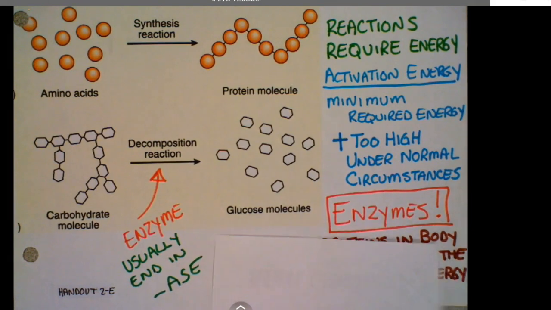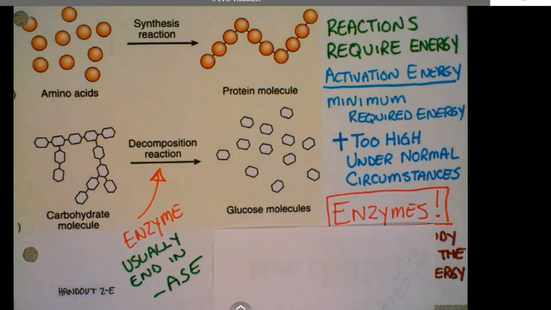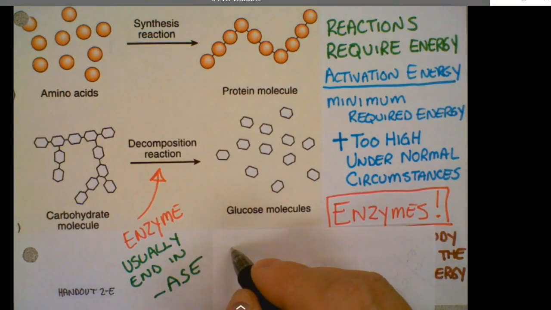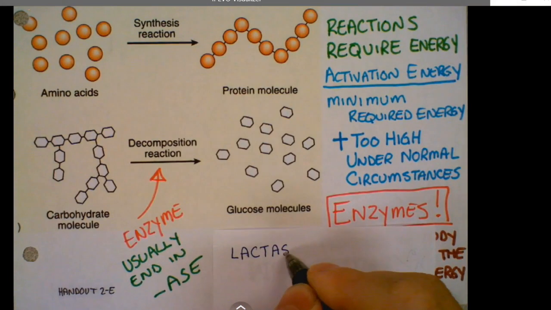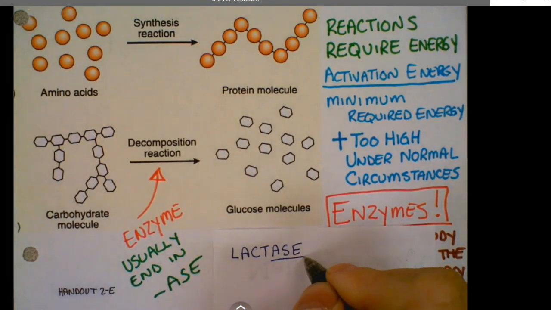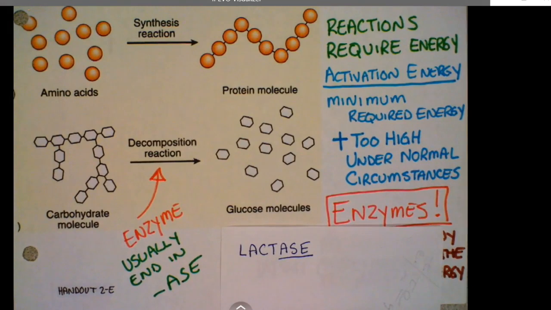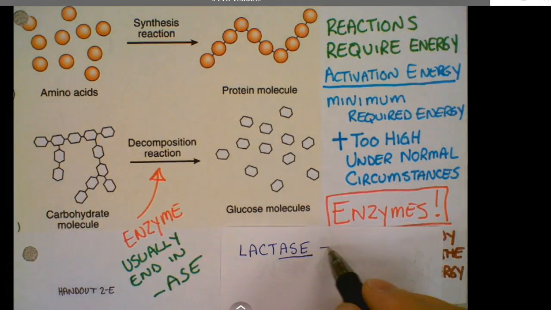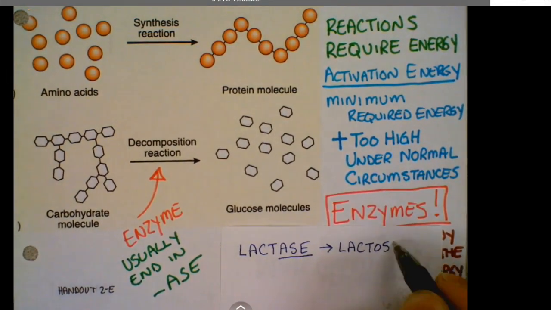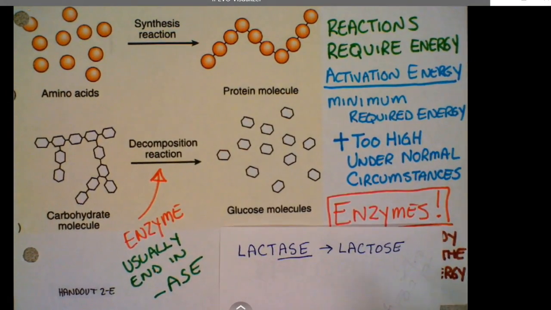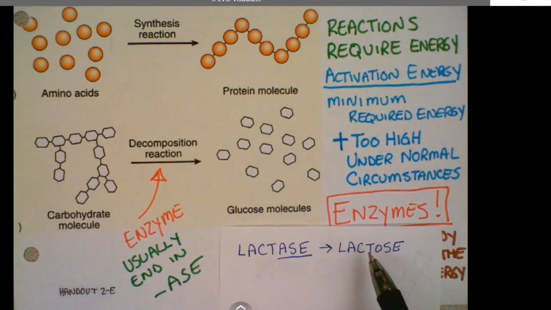So I'll give you an example here. I don't want to write on my handout, but there's an enzyme called lactase. See, that ends in ASE. Lactase is an enzyme that breaks down lactose sugar. So lactose sugar is something that we eat. It's in dairy products. You know, lactose is in milk. It's in ice cream. It's in yogurt.